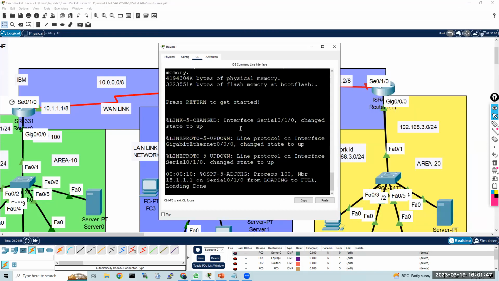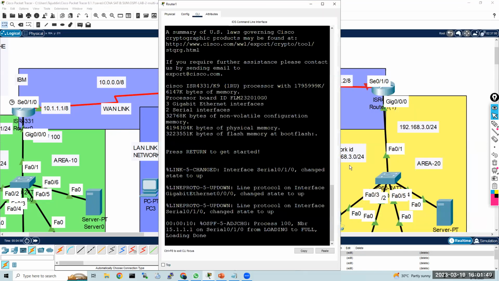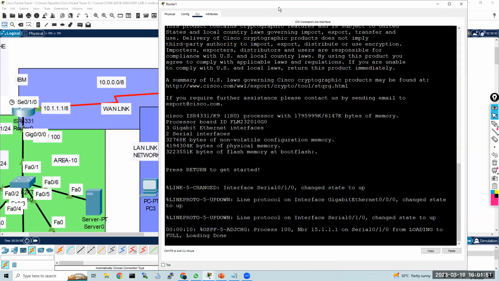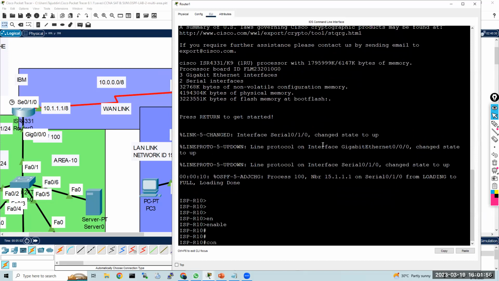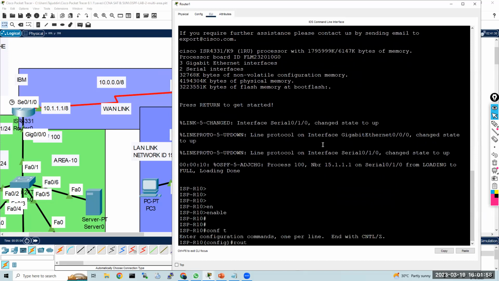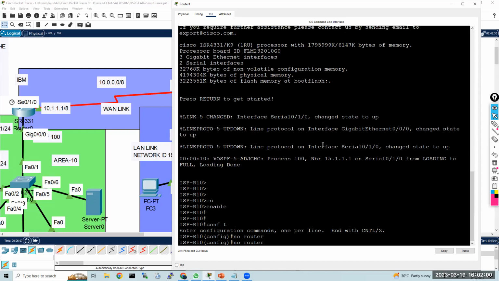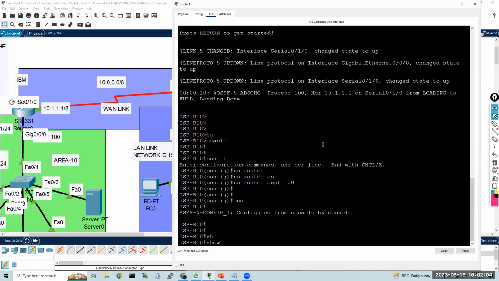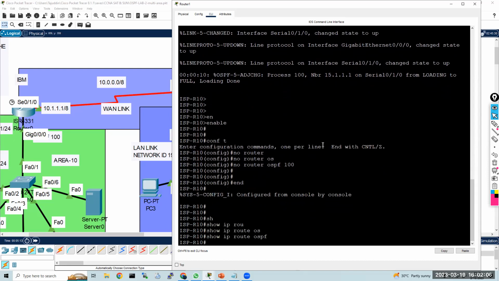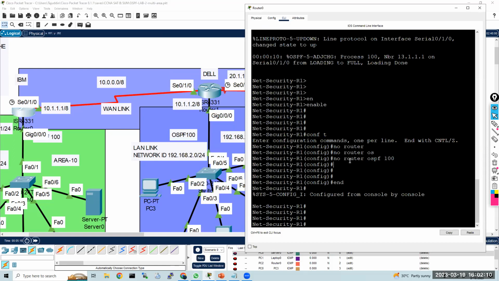Router 2. Guys, are you following me or am I going fast? We are together, sir. Perfect. No router OSPF 100. Now everything I have removed. If you check show ip route ospf, no routes available. Same thing if you check this side.